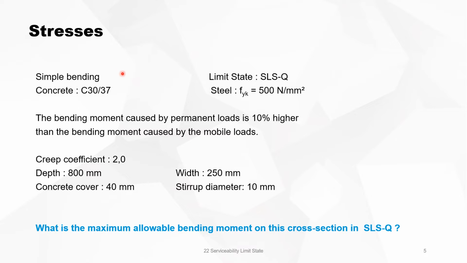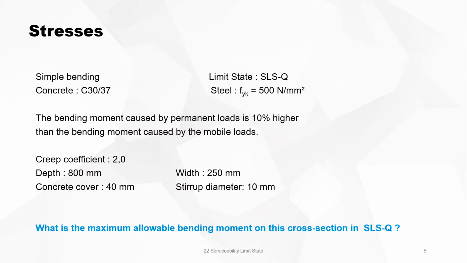Let's have, under simple bending, a concrete grade of C30/37 and the limit state of SLS Q. We know that it's a given that the bending moment caused by permanent loads is 10% higher than the bending moment caused by the mobile loads. The creep coefficient is 2, the depth of the section is 800, the width 250, the concrete cover is 40 millimeters and the stirrup diameter is 10 millimeters. So remember, it's an SLS calculation, so all the parameters are given.